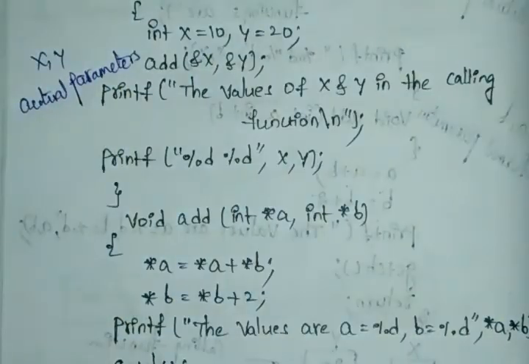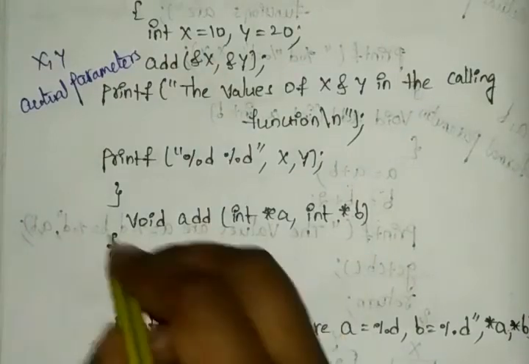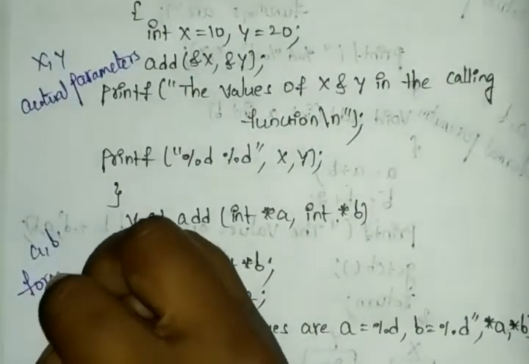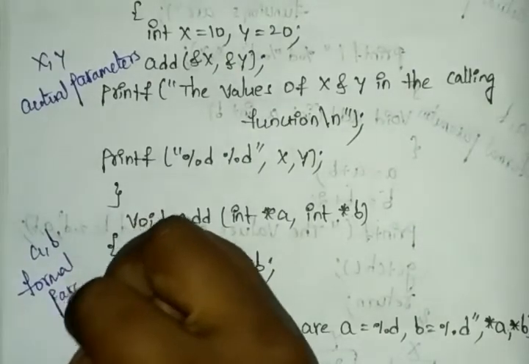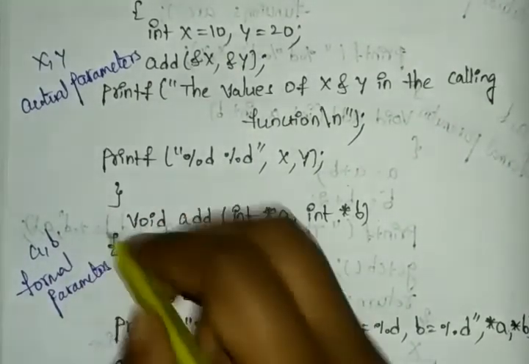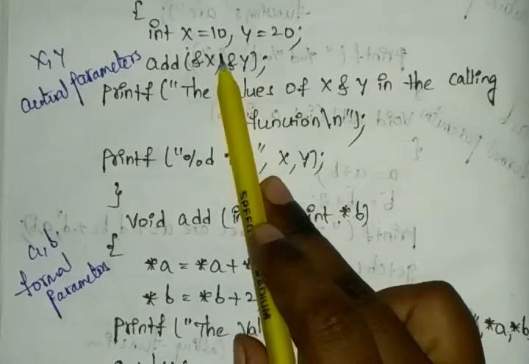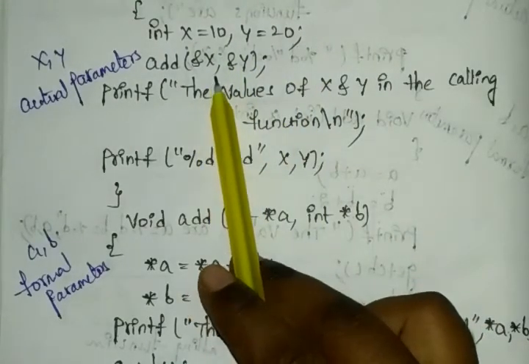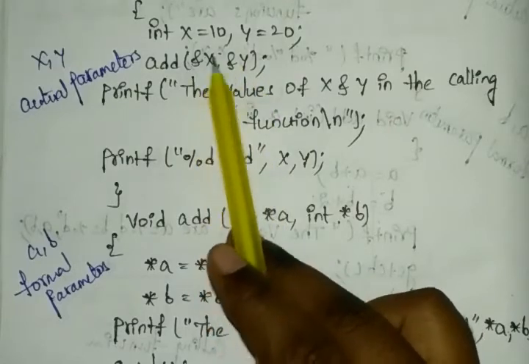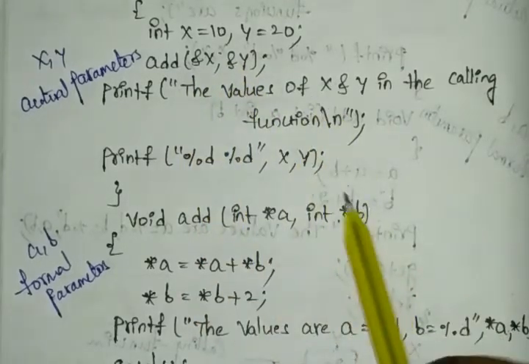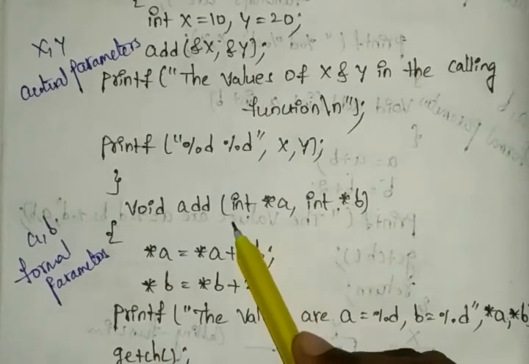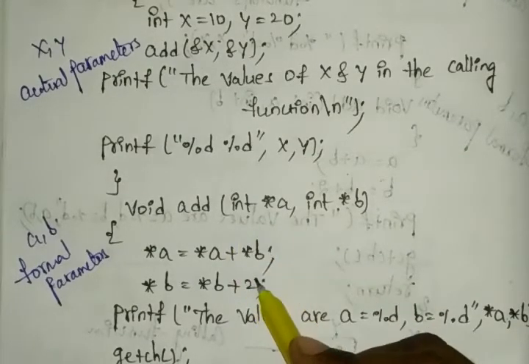Okay, and next here you can see we have the A comma B, these are our formal parameters. Here we took the X value 10 and Y value 20, and here we took the address of X and the address of Y to add our information. And this address can be performing the addition of our formal parameters through our pointers.